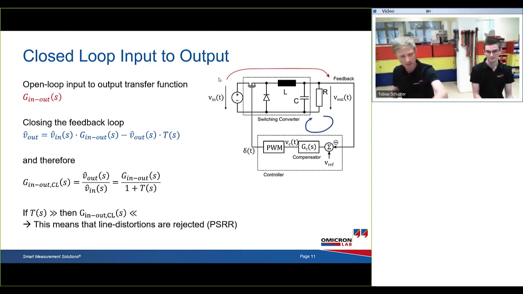And then the output, of course, is measured, and the change in the output also influences the output again by the loop gain. So we'll have the minus V out times T in addition.